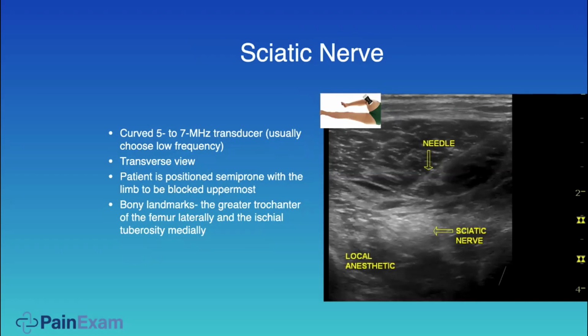So here's another image of the sciatic nerve. Here's the needle. You're getting the local in the perineural space. You could use a curved low-frequency transducer for the larger patients, maybe easier to see, or a high frequency in the skinnier patients. The big landmarks that we use, in the gluteal region, in the gluteal notch area, are the greater trochanter of the femur laterally and the ischial tuberosity medially.